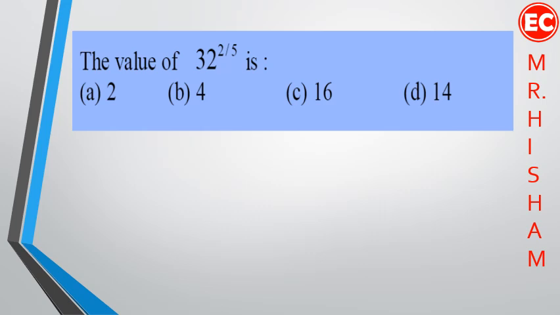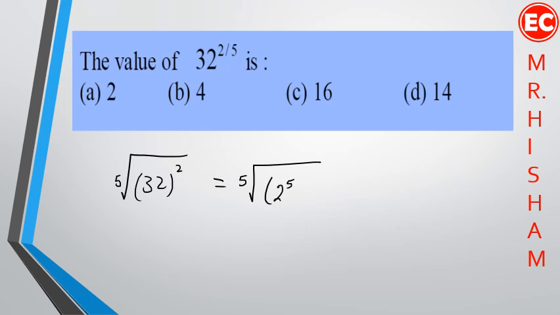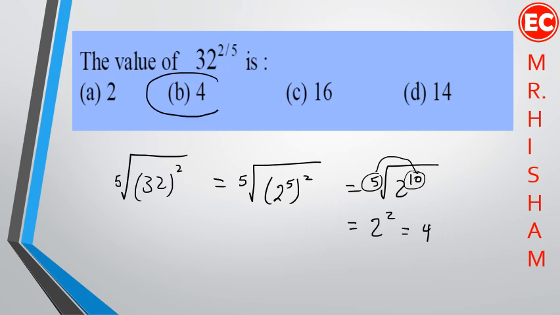32 to the power of 2 over 5. Since the power is a fraction, I can rewrite it as the fifth root of 32 to the power of 2. I know that 32 is 2 to the power of 5, all to the power of 2. So it's the fifth root of 2 to the power of 10. What if I have a power and a root? I divide them. So 10 divided by 5 is 2. So the answer is 2 to the power of 2, which is equal to 4. So the right answer is B.